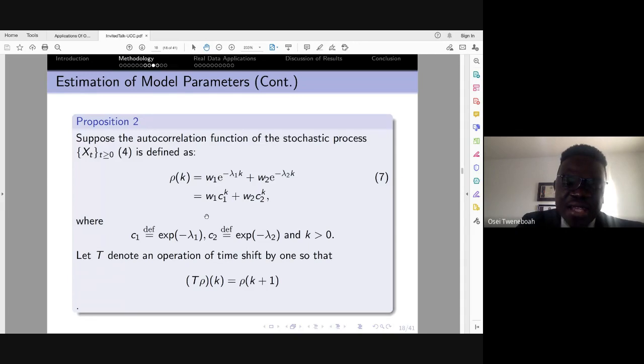Where C1 is defined as the exponential of negative lambda 1, and C2 is defined to be the exponential of negative lambda 2. So it's just the same thing, just that we've rewritten it. And the goal is that we want to write it in a way where we can easily solve it.